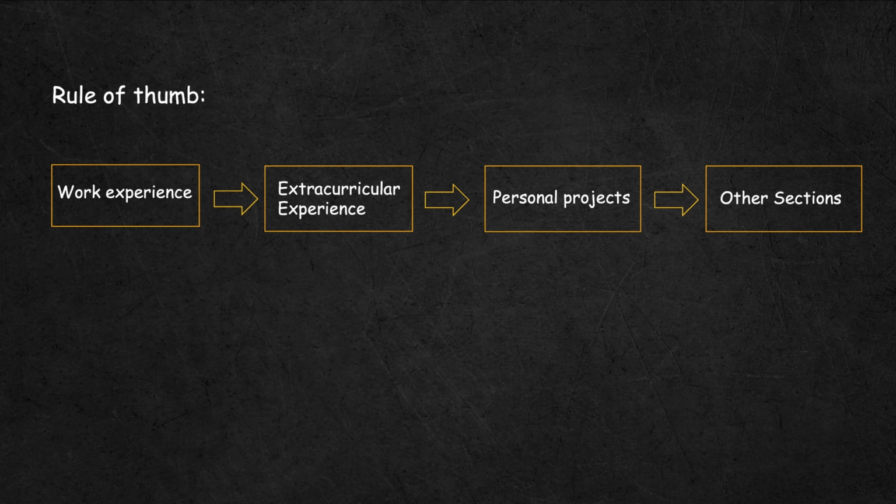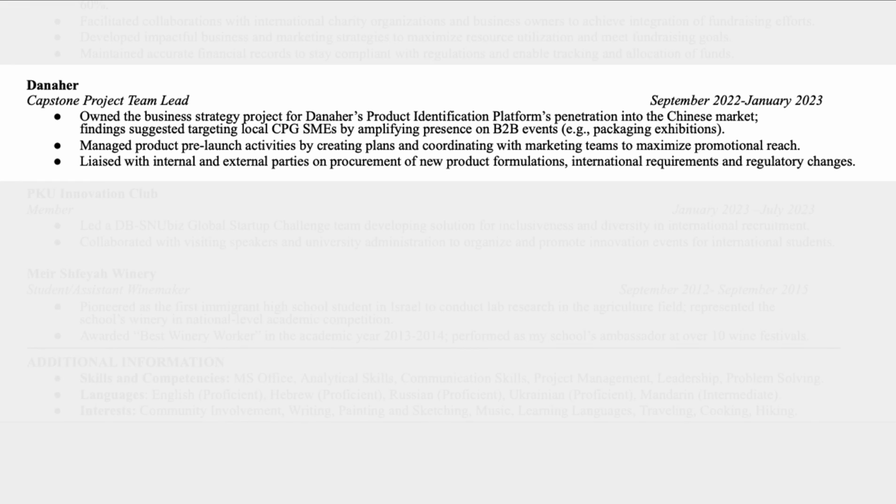This is a very good example. This candidate's work history is not very impressive as it is, so this Danaher entry would make a wonderful addition. I actually see a lot of potential here, although it's again unrealized potential. First bullet, own strategy project. Findings suggested targeting SMEs. Okay, this bullet is being pretty descriptive, which is good. But then, did her suggestion get implemented? If yes, what impact did it make?